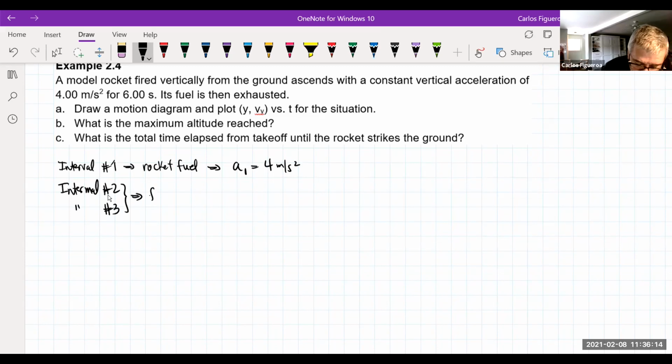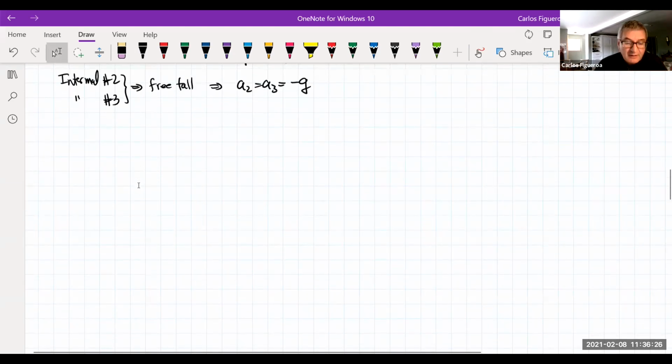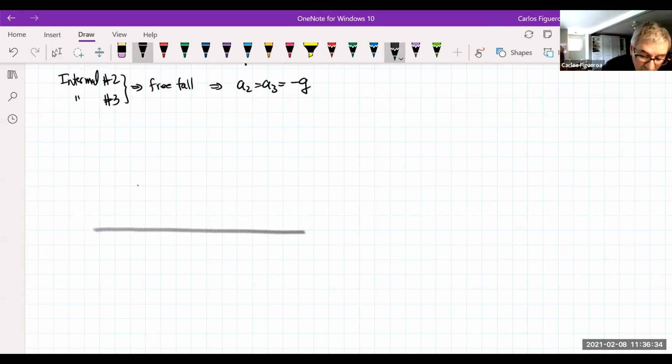And then here, it's now in free fall. Free fall implies that acceleration 2 and acceleration 3 are then minus g. So how do I draw this picture here? Well, I imagine that I'm at ground level. In other words, I'm going to set this equal to 0 here. So now I have a rocket. This rocket is at ground level, and what it does here is it now has the thrust.